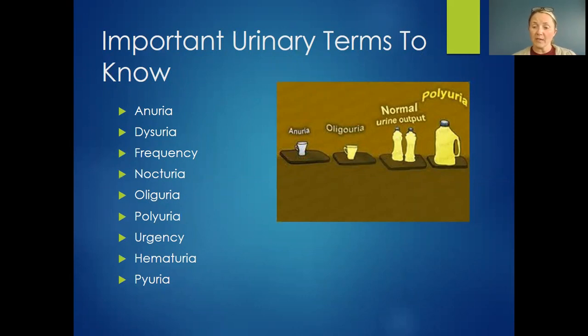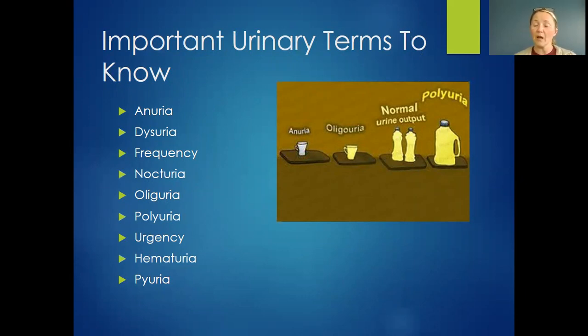So anuria is a urine output of less than 50 mLs in 24 hours. So almost none, basically. Very tiny amount, less than 50 mLs in 24 hours. Dysuria is going to be painful or difficult urination. Frequency means that you are going more often than what is considered normal, like you're having to go a lot more often. We'll talk about some things that can impact that.